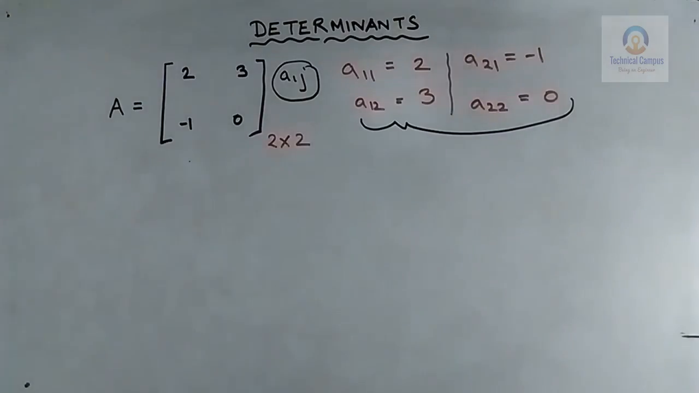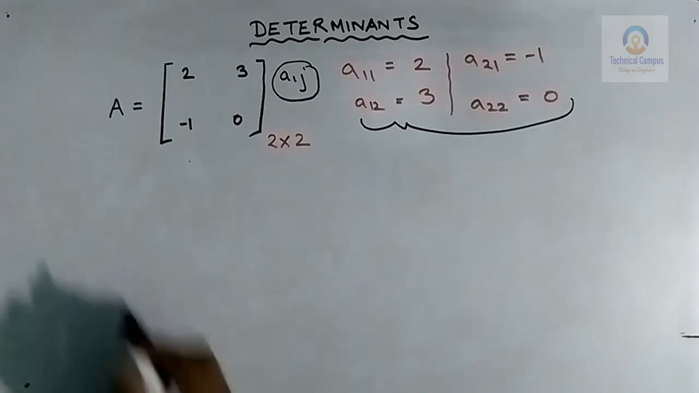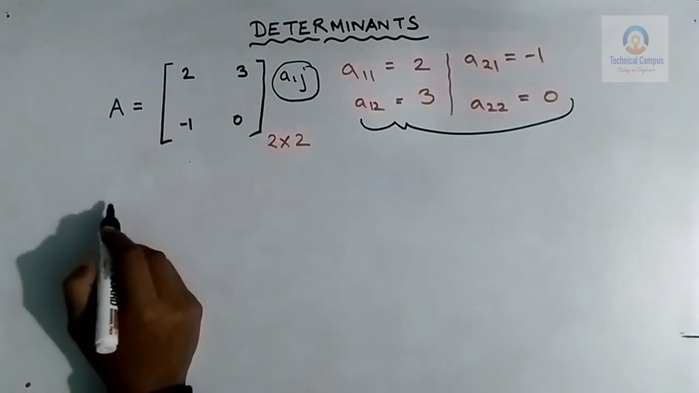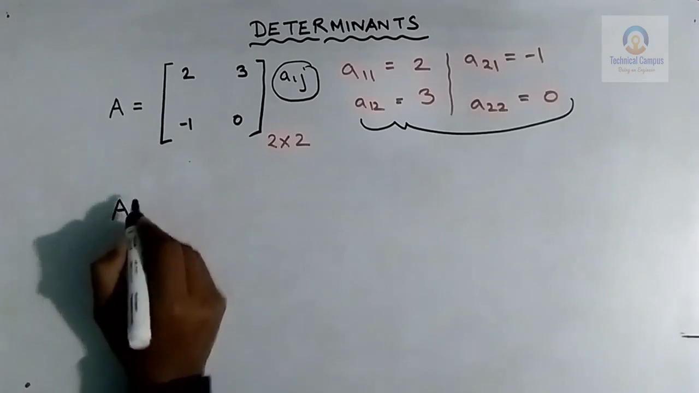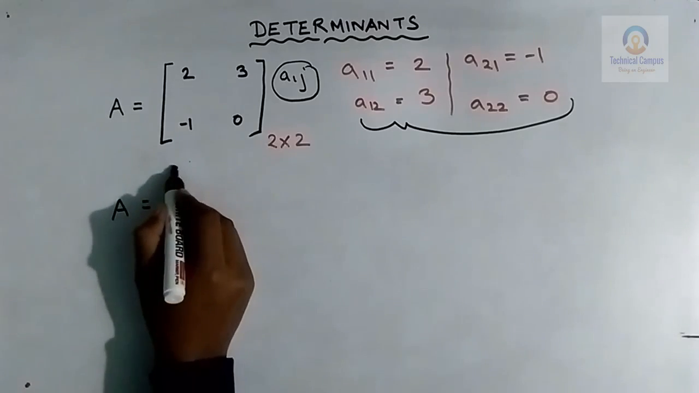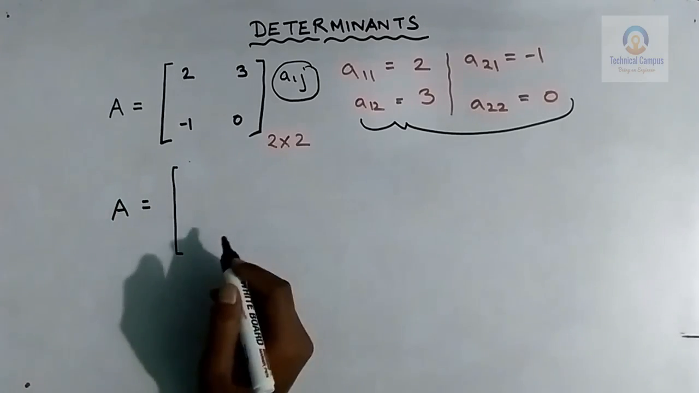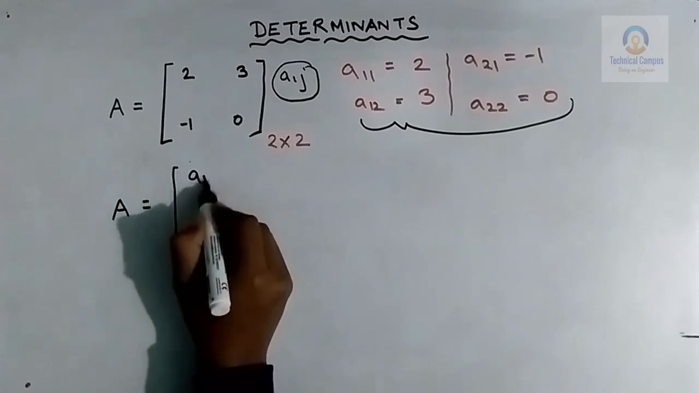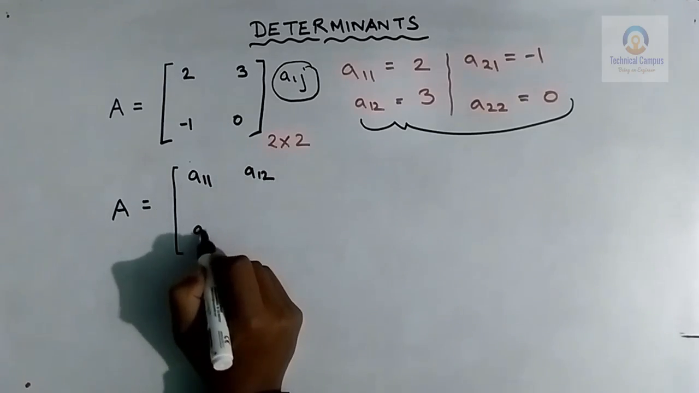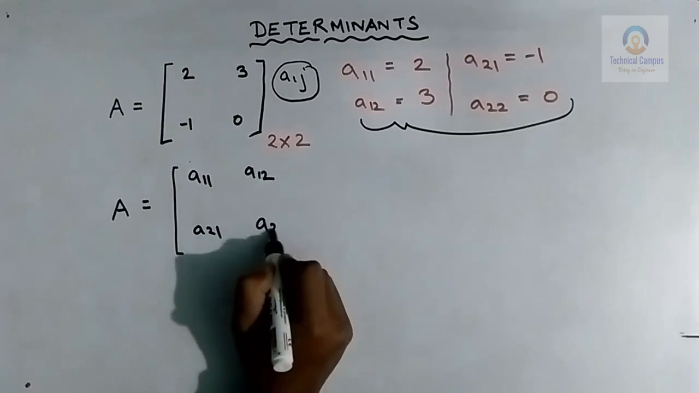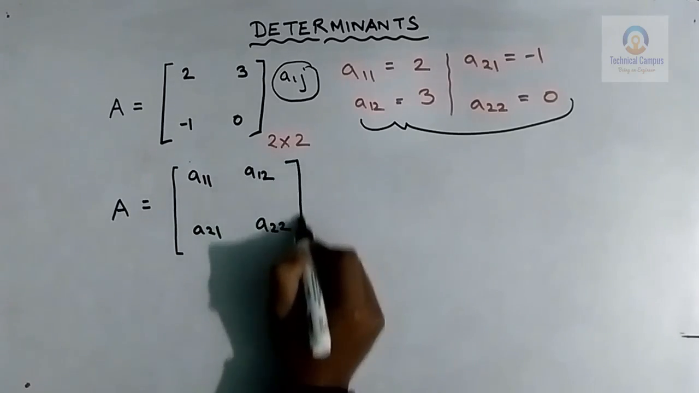So let us know what a determinant is. Suppose we want to write a generalized form of any matrix. Suppose this is a matrix A, and we want to write its generalized form, that is, we do not want to give any value to any position. So this position must be A11, this must be A12, this must be A21, and this will be A22. So this is a matrix of order 2 cross 2.